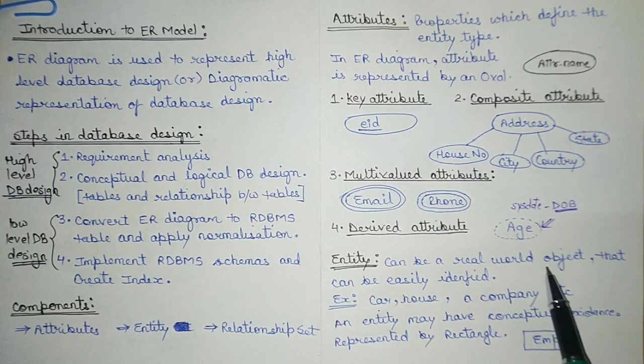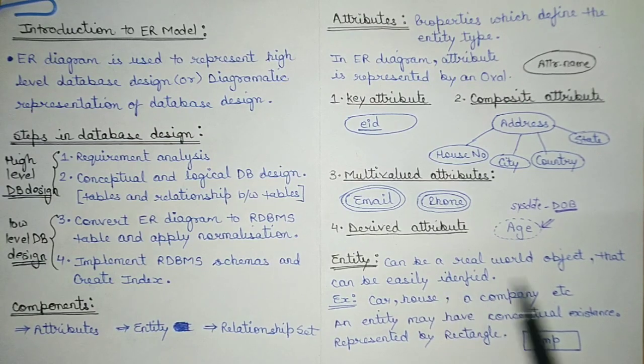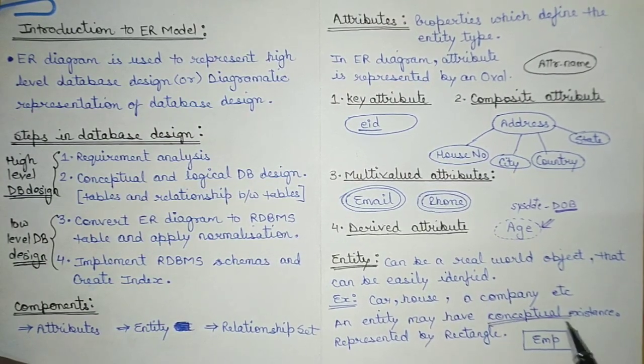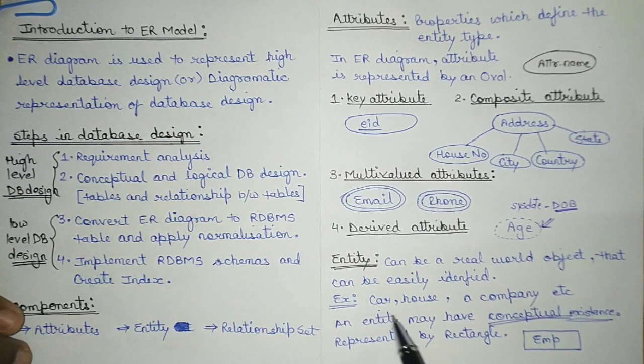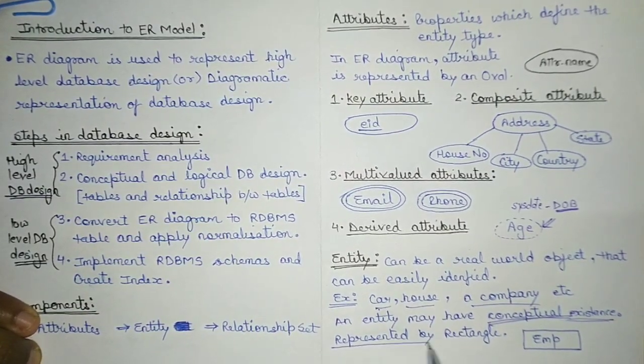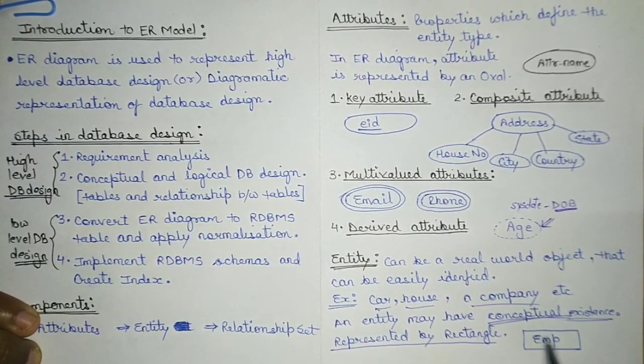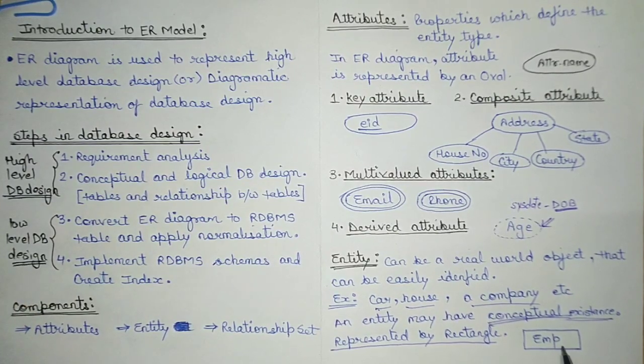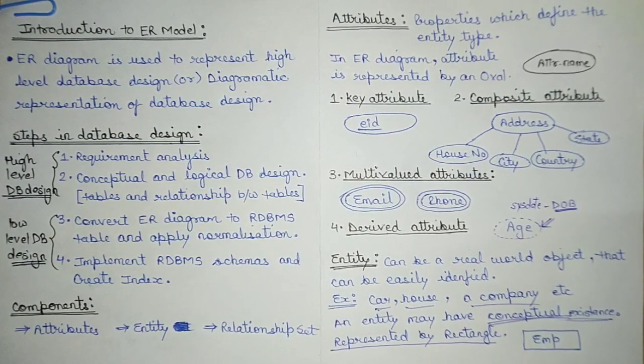If I talk about a company, this is a conceptual entity. So an entity can be a real world object or a conceptual one. Anything which has conceptual existence is also an entity, like a car, house, or a company. How is it represented? It is represented by a rectangle symbol with the name in it. So this is an employee entity, or we can refer to it as a table. Employee is the table name. So we always try to show tables in the form of entities, in rectangular form.